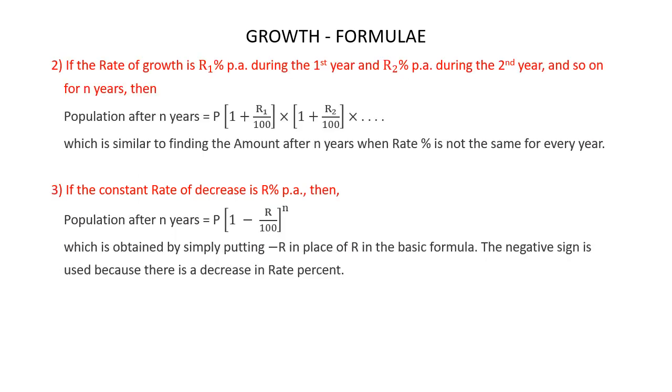Let's look at a few more formulae in the topic growth. If the rate of growth is R1% per annum during the first year and R2% per annum during the second year and so on for n years, then the population after n years is equal to P multiplied by 1 plus R1 by 100 multiplied by 1 plus R2 by 100 and so on. Now, when you observe this formula, you'll see that it is similar to finding the amount after n years when rate percent is not the same for every year.